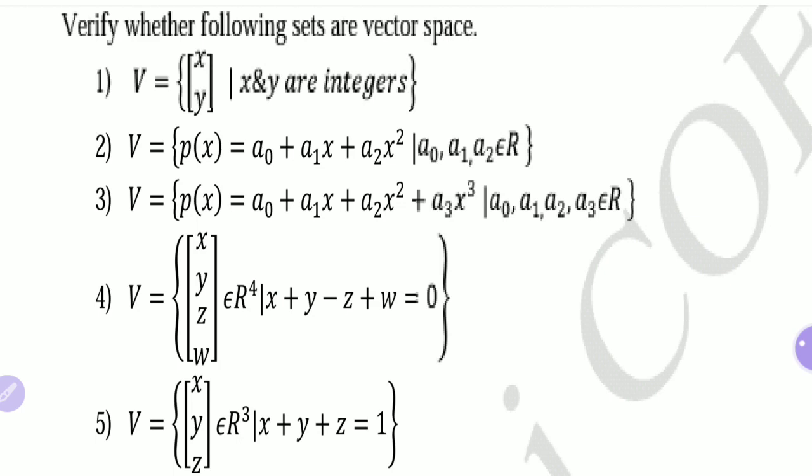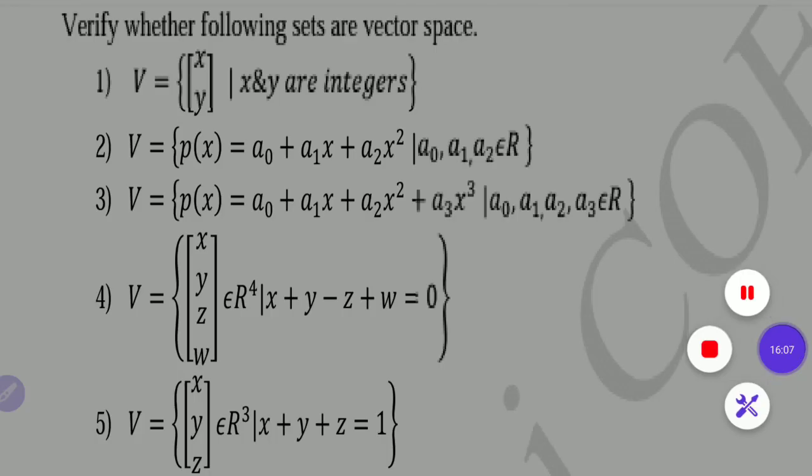So that's it from this lecture. Hope you understood the examples on the definition of a vector space. In the coming lecture we'll start the new topic, subspace of a vector space.